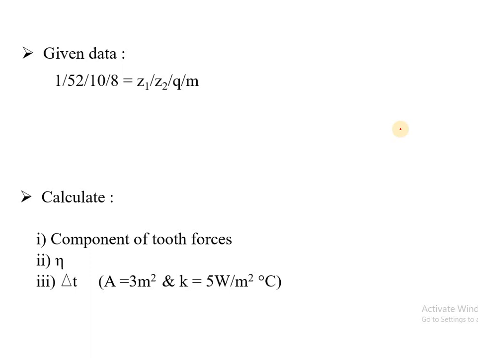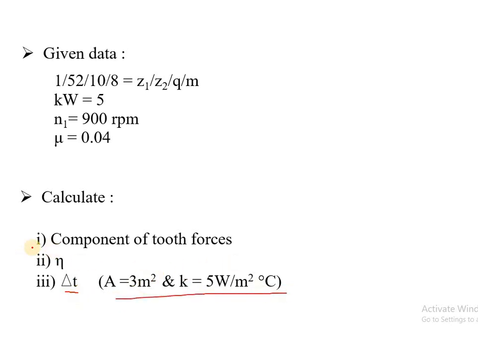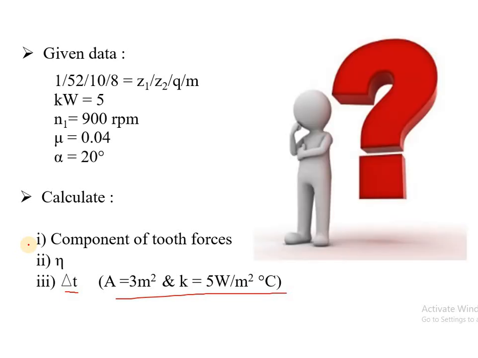So the given data is 1/52/10/8, that is Z1, Z2, q and m. Power is 5 kilowatt, input speed is given as 900 rpm and coefficient of friction is 0.04. Now you are supposed to calculate the components of tooth forces, efficiency and temperature rise. Temperature rise is given by delta T. We will see how for these inputs. So think of how to solve it.